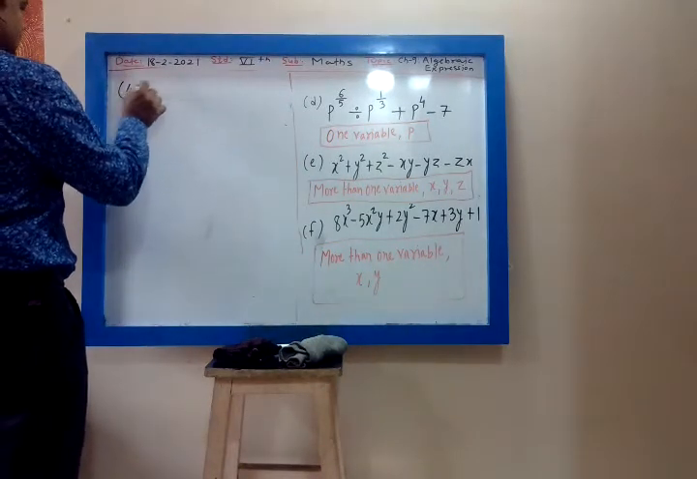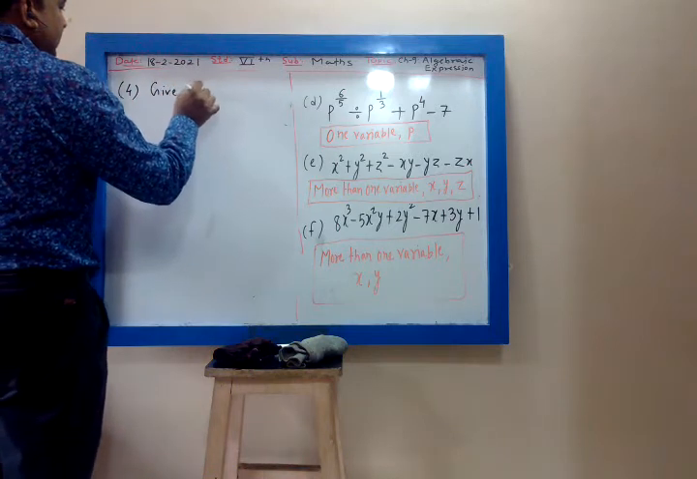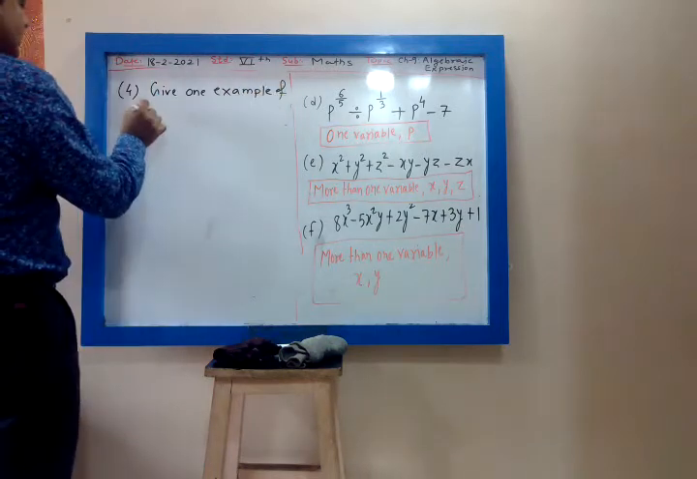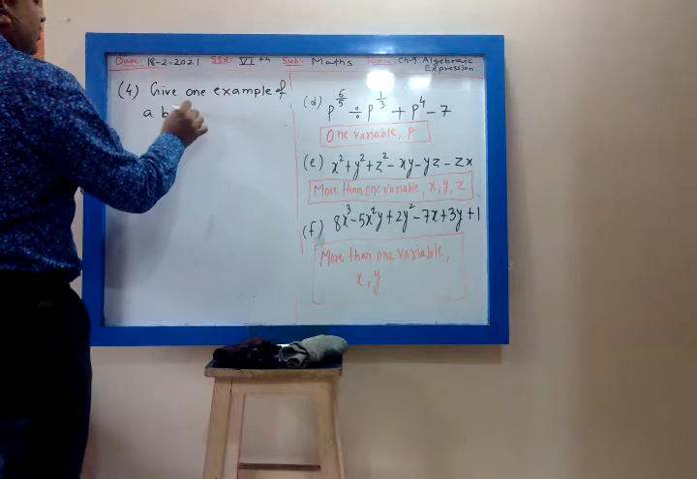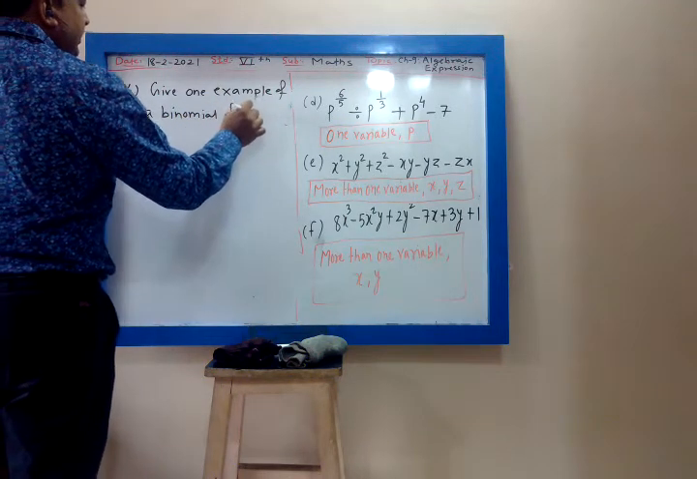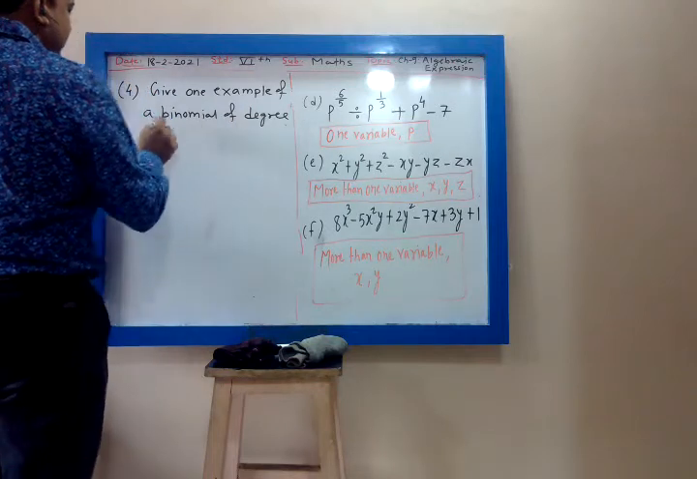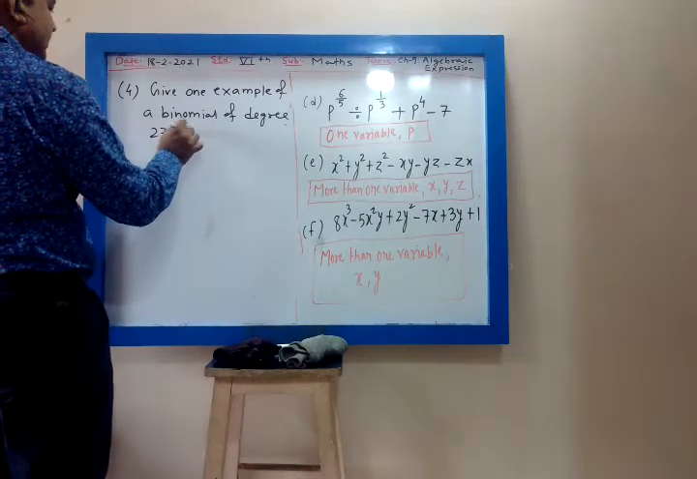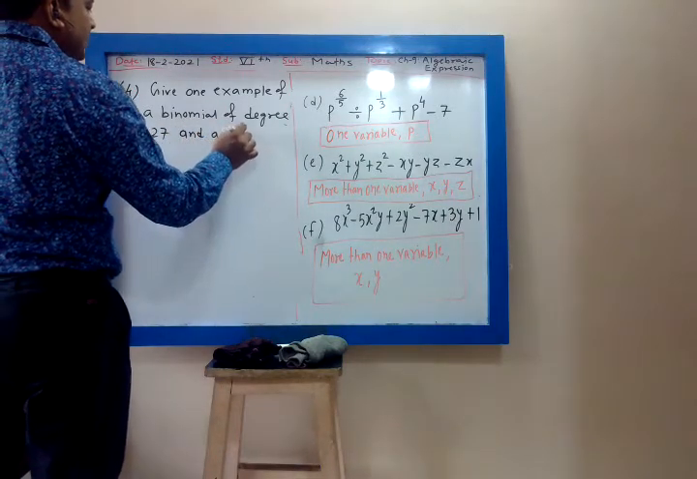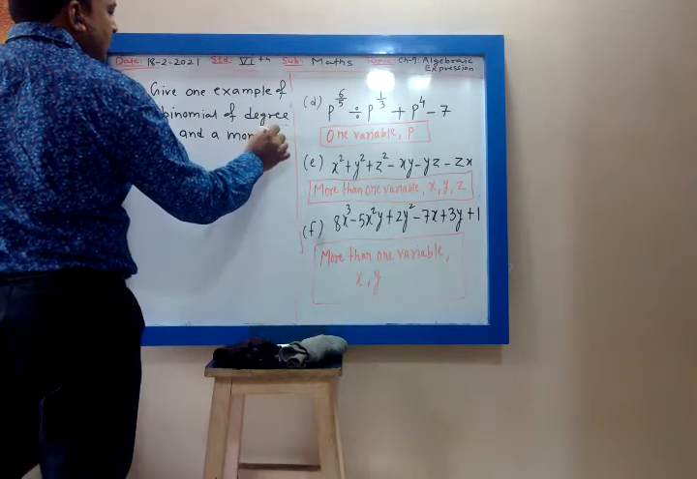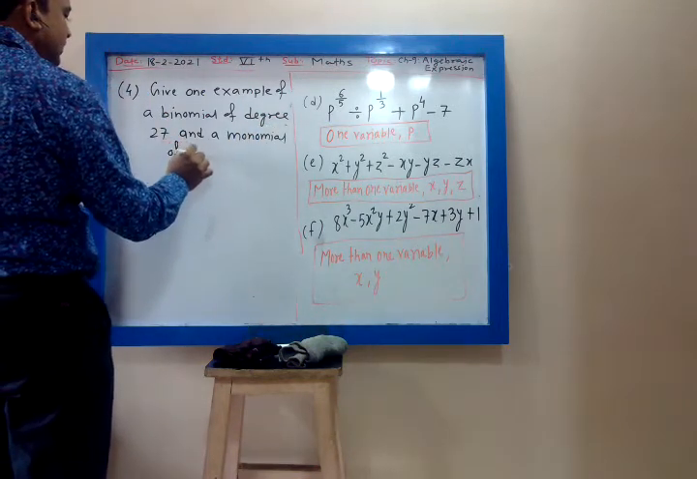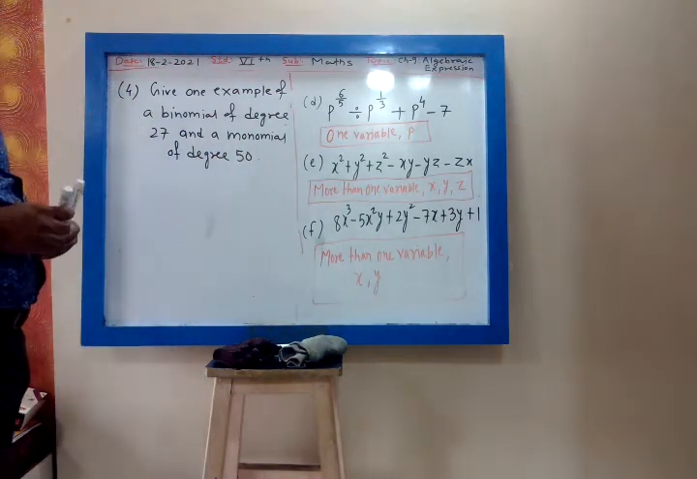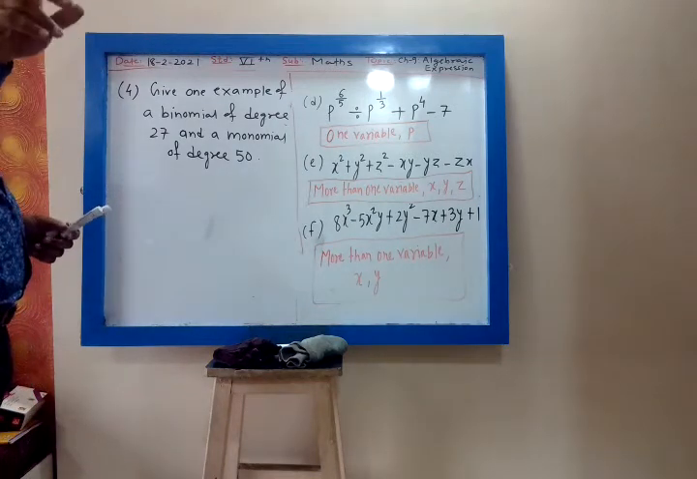Fourth one, give an example of a binomial. Give an example of a binomial of degree 27 and a monomial of degree 50. Binomial means, tell me, what do you mean by binomial? Two terms. Monomial means one term, correct?